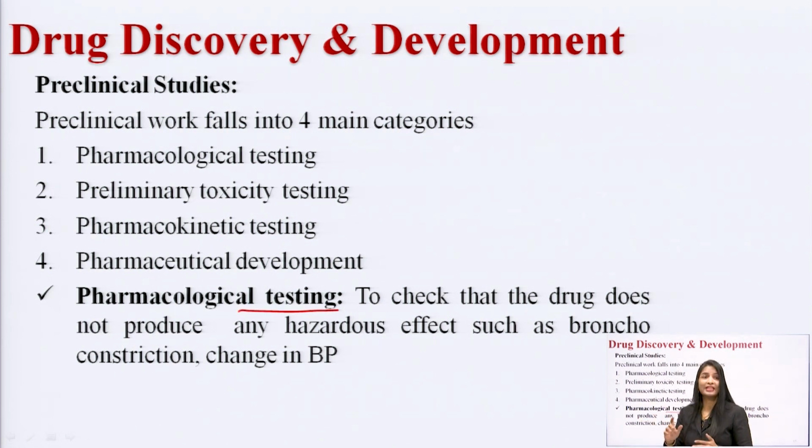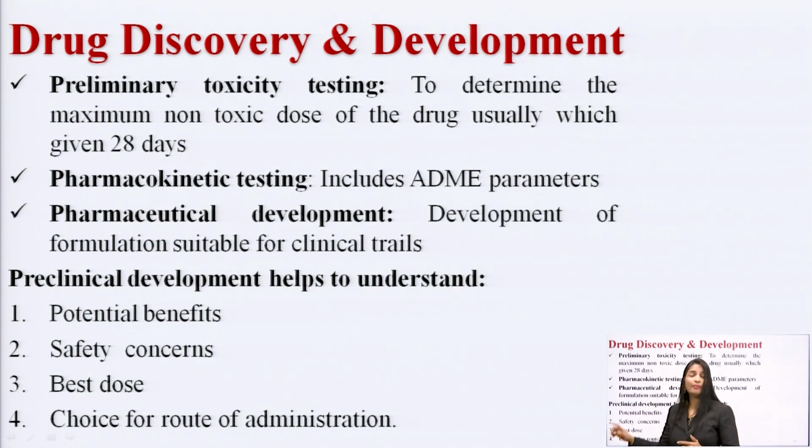What about pharmacological testing? Here you will see whether the drug is showing any hazardous effect, any bronchial constriction, and whether the blood pressure is falling or rising. And what about preliminary toxicity testing? Here you give the dose for 28 days and determine the non-toxic dose of the drug. Pharmacokinetic testing covers the ADME parameters. In pharmaceutical development, you develop the formulation suitable for the coming phase, right?